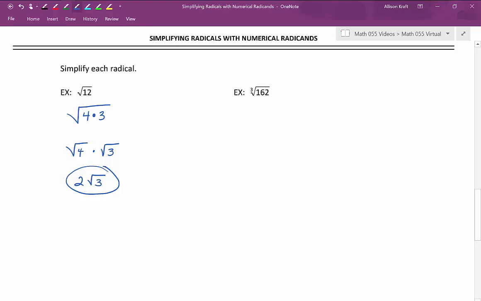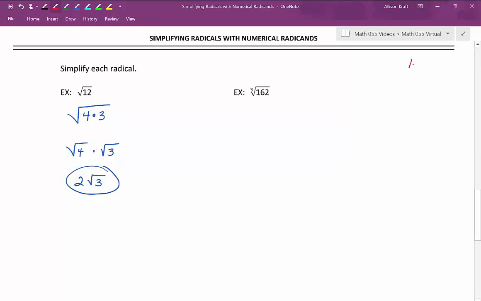Next, we want to simplify the cube root of 162. It's a little bit harder with this example to figure out, oh yeah, 4 times 3 gives me 12. Right? 162 maybe is not a number that we're used to using. So here's a little trick you can do. No matter what the index is, divide the radicand by 2. Because if you think about it, what we're trying to do is list the factors and figure out the largest perfect that is a factor.